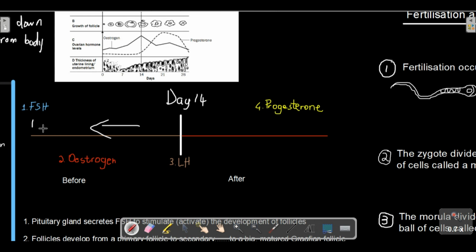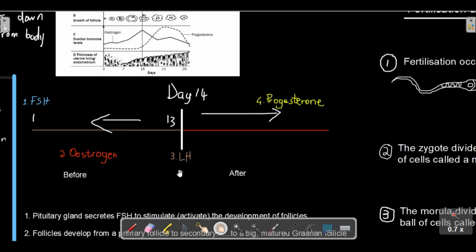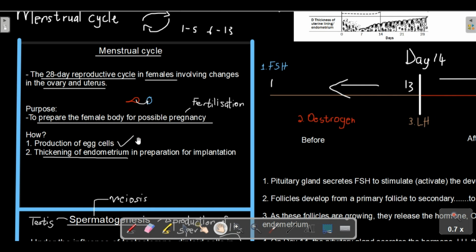That means from day 1 to day 13. And then also know what occurs after day 14. If you treat day 14 as a day of reference, meaning that you know all the events that occur before day 14 and after day 14, you should not stress about the menstrual cycle. You've got it. Right. So, first of all, as I said, guys, the purpose of this is to prepare the female body for possible pregnancy by producing egg cells.